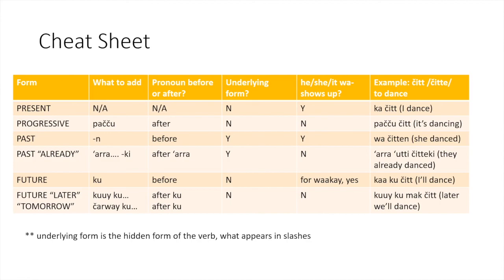Future is ku. And you just put the pronoun before ku. Again, this pronoun has to be the long pronoun. So you can have wakai show up, but not wa. So ka ku cheat. I'll dance. If you want to say later or tomorrow, kuuy or čarway, you do put ku and you put the short pronoun after ku. So kuuy kumak cheat. Later we'll dance.